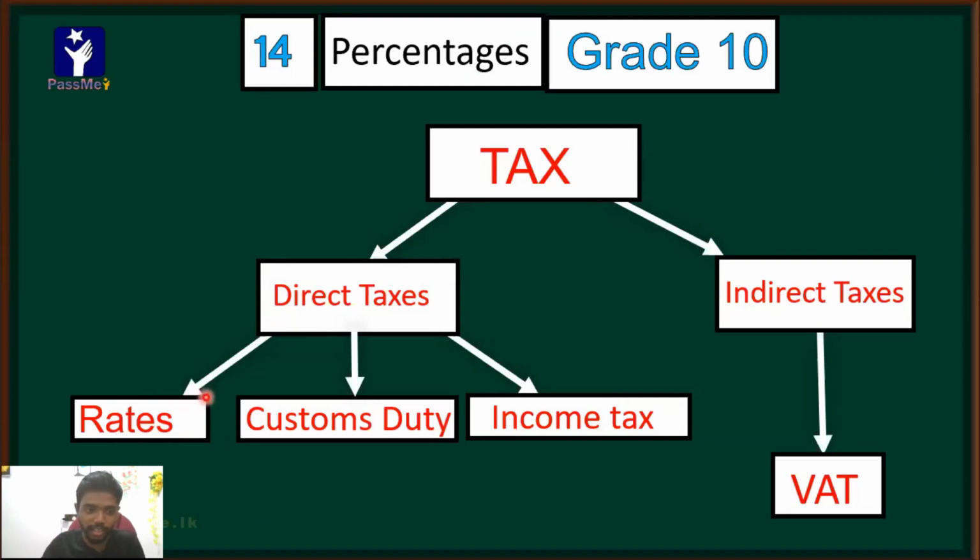We have three categories: rates, custom duty, and income tax. We covered all these three. That means the direct taxes part is almost completed. Now we move on to the indirect taxes.